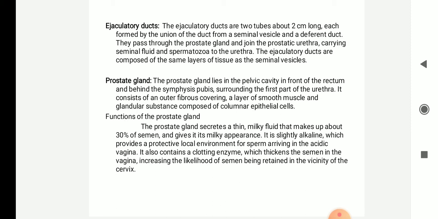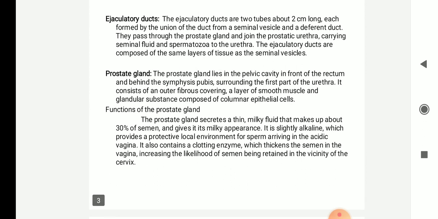It is slightly alkaline, which provides a protective local environment for the sperm arriving in the acidic vagina. The vagina is the organ present in the female reproductive tract, and it is acidic in nature, so the prostate secretion renders the semen alkaline. It also contains clotting enzymes which thicken the semen in the vagina, increasing its retention in the cervical region. If the semen is not retained in the cervical region, reproduction will not occur.